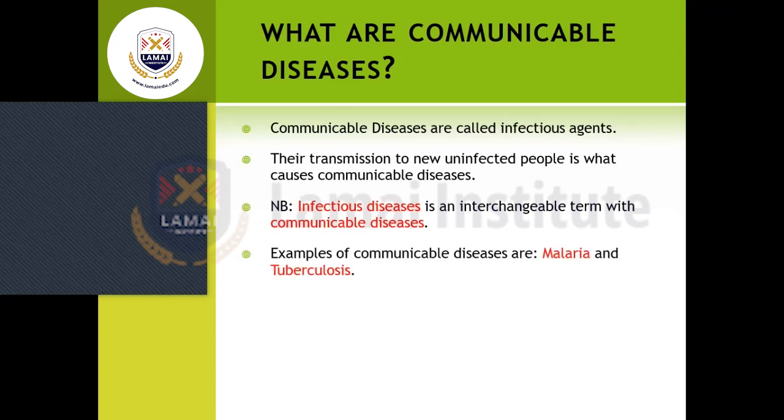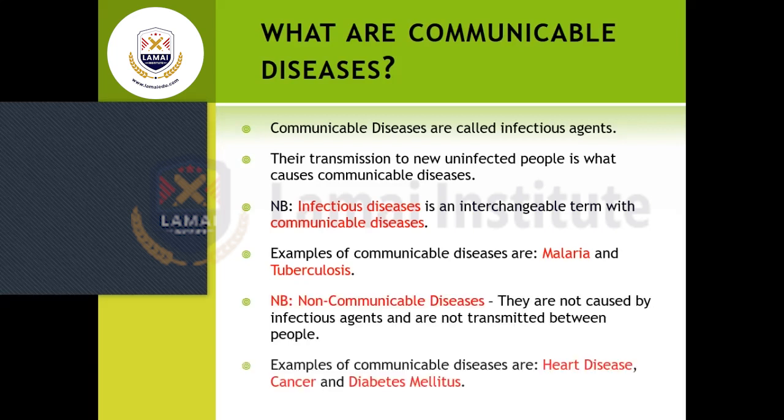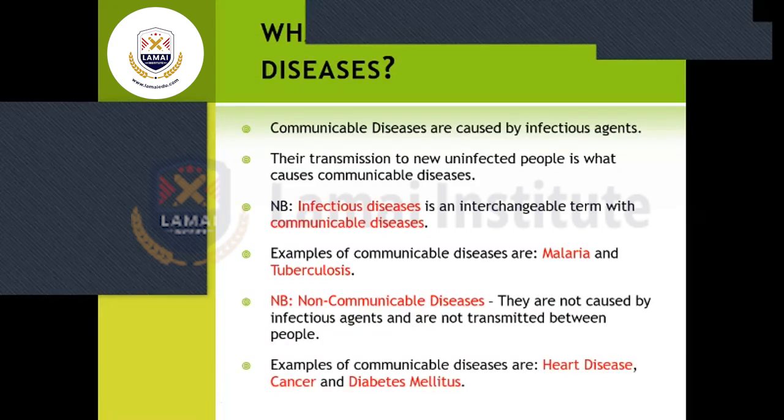The examples of communicable diseases are mainly malaria and tuberculosis. Examples of non-communicable diseases, which are basically diseases that are normally not caused by infectious agents, are, as I've listed them, heart disease, cancer, and diabetes mellitus.